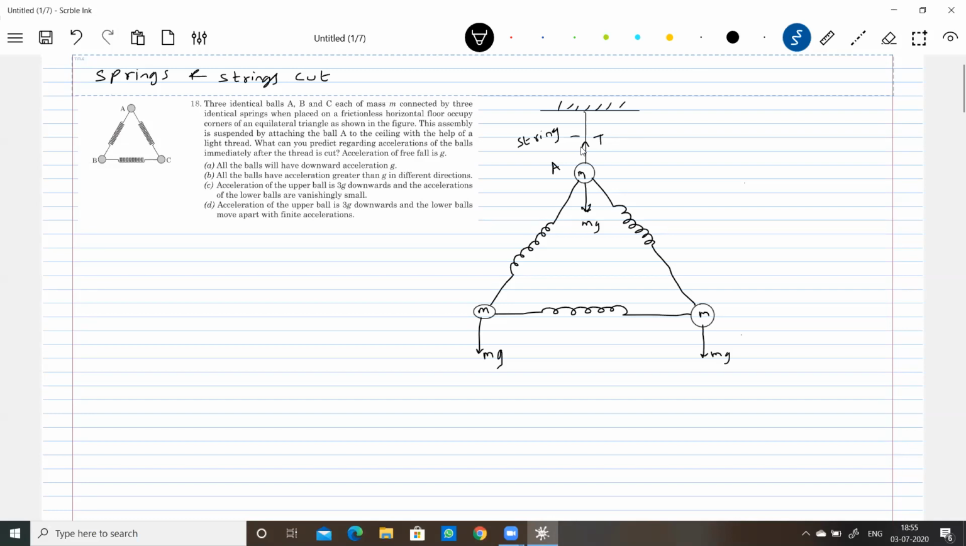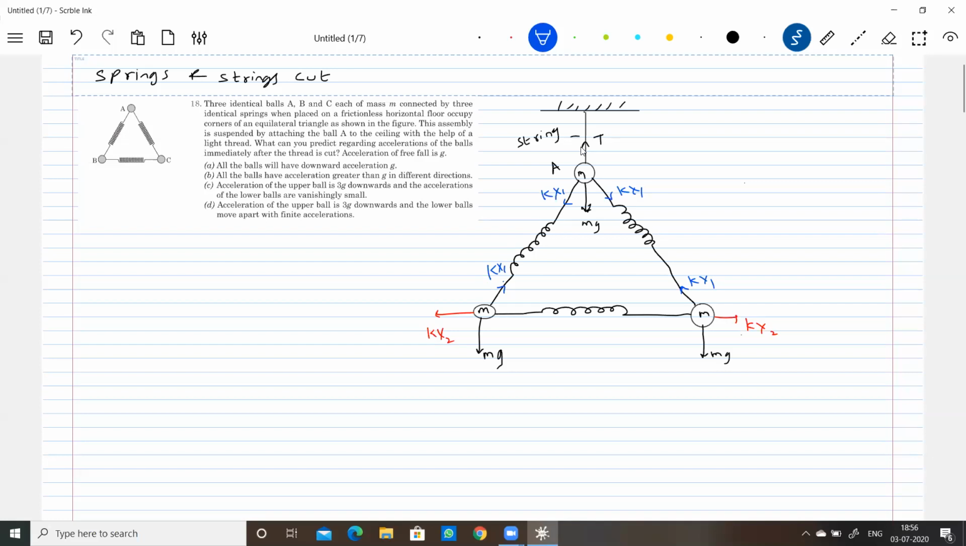Let's, so here I'll show the spring forces like this. This will be the compression, let it be kx2. And this is being elongated. So elongation, I think we show it like this. And it's an equilateral triangle.